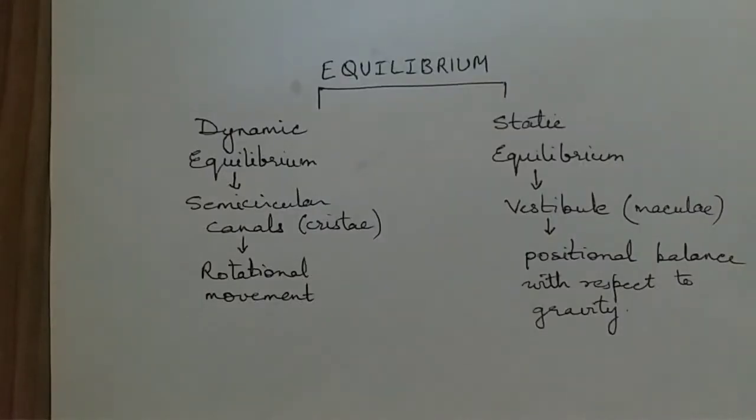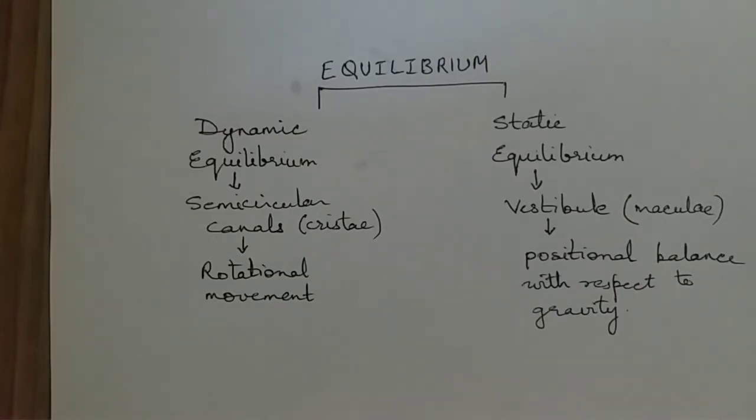Students, we know that the ear is also responsible for equilibrium. Basically, there are two types of equilibrium: dynamic equilibrium and static equilibrium. Dynamic equilibrium is equilibrium when we are in motion. The semicircular canals are responsible for dynamic equilibrium. There are three semicircular canals depicting the three planes, and if there is any movement in any of the three planes, the brain gets the signal for that through the sensory cells called cristae. Basically, it is responsible for rotational movement.